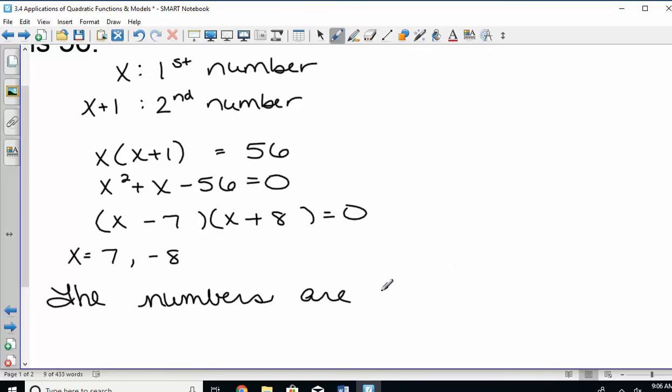If the first one is 7, the second one is 7 plus 1, which is 8. So the numbers could be 7 and 8, or I also got an x value of -8. If the first one is -8, -8 plus 1 is -7. So we have two possible combinations. +7 and +8, -7 and -8. Both are consecutive, both multiply to 56.